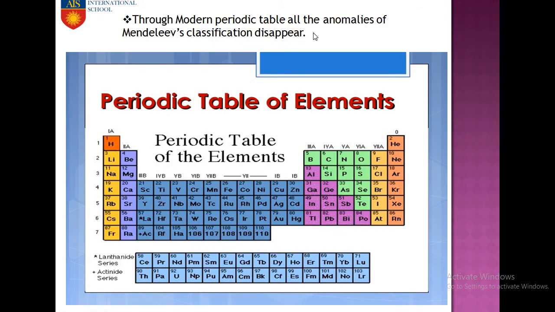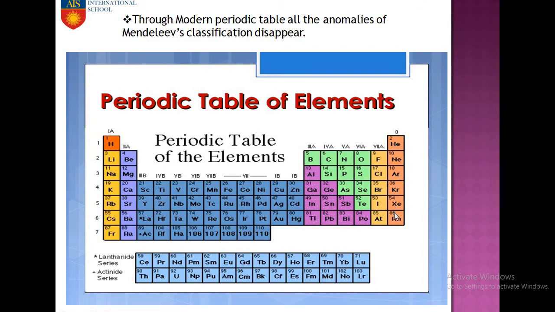Now, through the modern periodic table, all the anomalies of the Mendeleev classification disappeared. First, the position of isotopes. What is an isotope? I told you in the last video. Isotopes are atoms of the same element having the same atomic number but different mass number. So, the isotopes were placed properly.